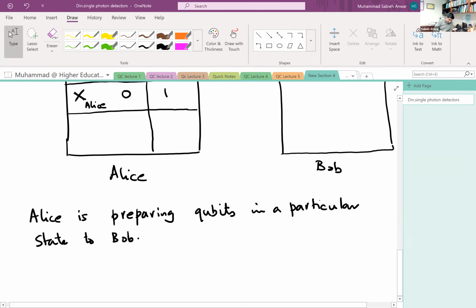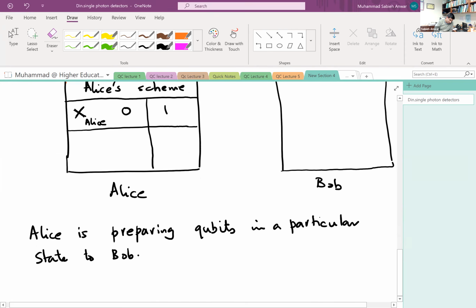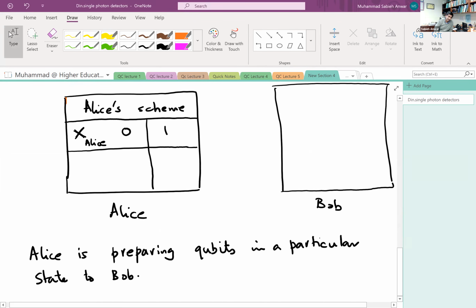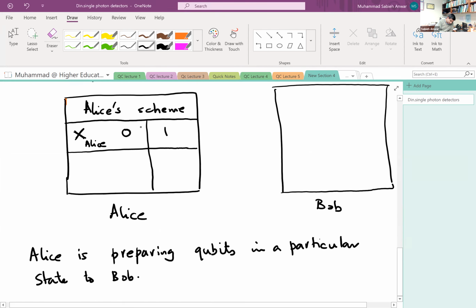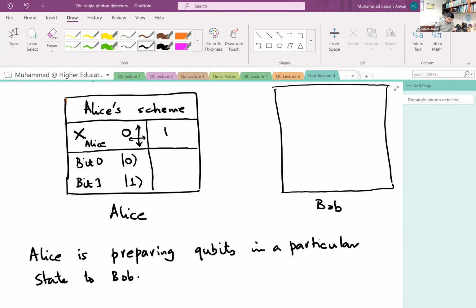0 and 1. If X is 0, then Alice prepares a photon either in the vertical polarization state or the horizontal polarization state, which means that if she would like to send a bit 0, she will prepare a photon in the state ket 0, and if she would like to send a bit 1 with an input X equals 0, she will prepare a photon in the state ket 1. Ket 0 is horizontally polarized, ket 1 is vertically polarized.